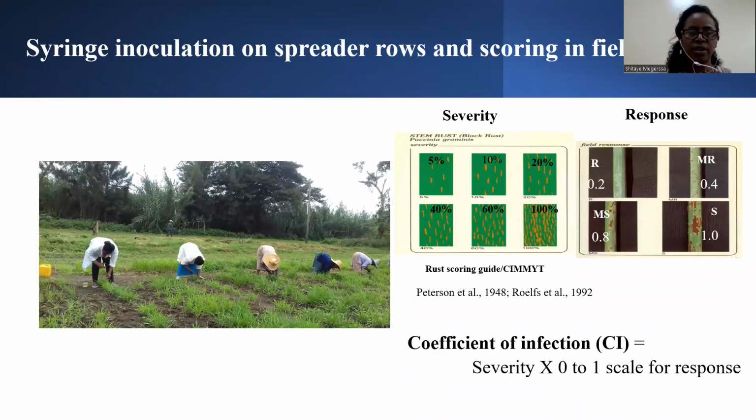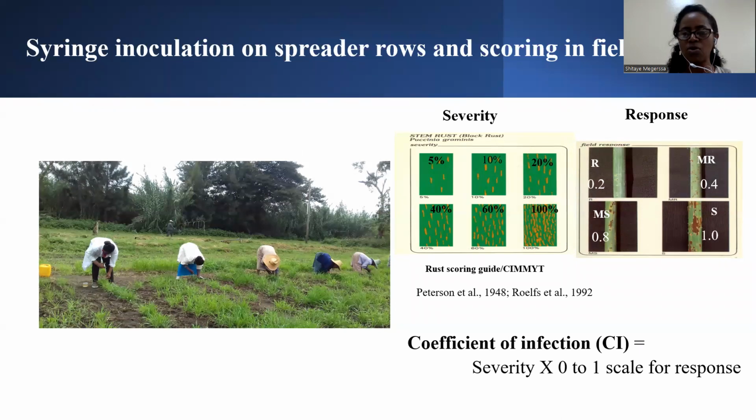This picture, the one on the left, indicates the inoculation of spreader rows with spore suspensions at the stage of stem elongation, and the right one indicates the severity and response, using the manual developed by CIMMYT. Severity is scored by estimating the percentage of stem area covered with pustules, and response as R, which stands for resistant, MR for moderately resistant, MS for moderately susceptible, and S for susceptible.